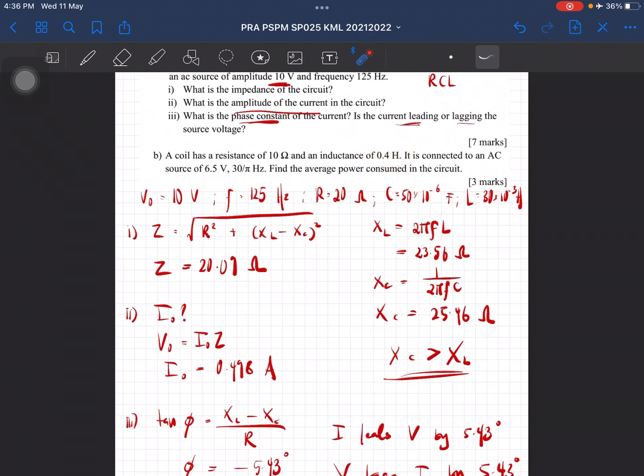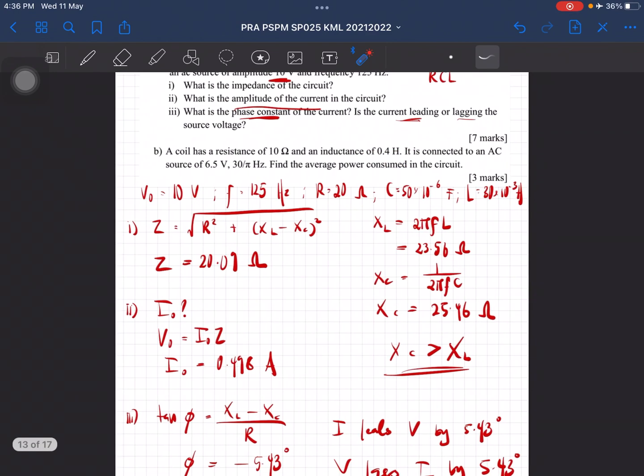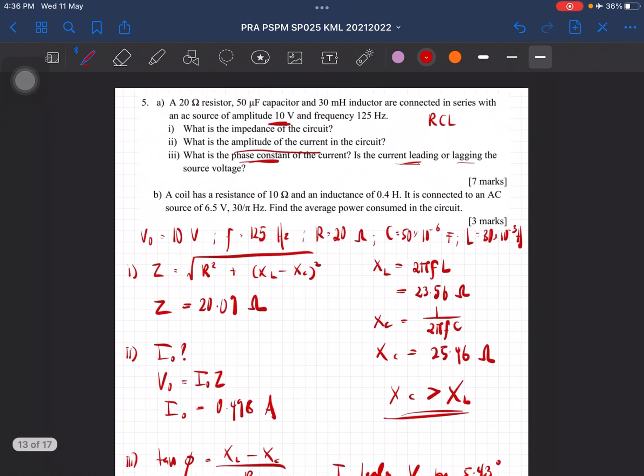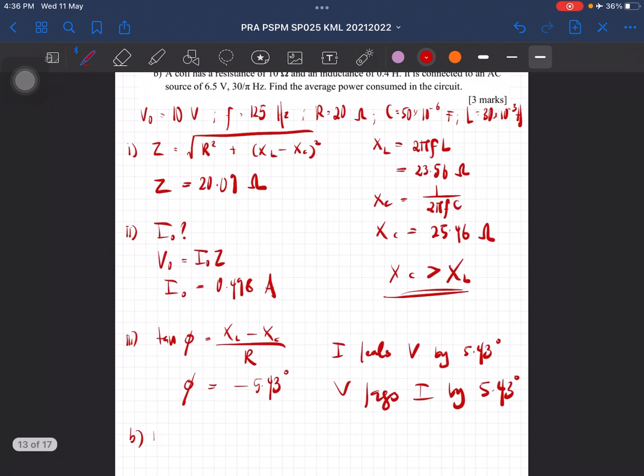A coil has a resistance of 10 ohm and an inductance of 0.4 Henry. So it is connected. Oh, actually, we need space. Do we have space? I think this should be fine. So this is question B. We have a resistance of 10 ohm and inductance of 0.4 Henry, connected to an AC source of 6.5 volt, and the frequency is 30 over pi hertz.